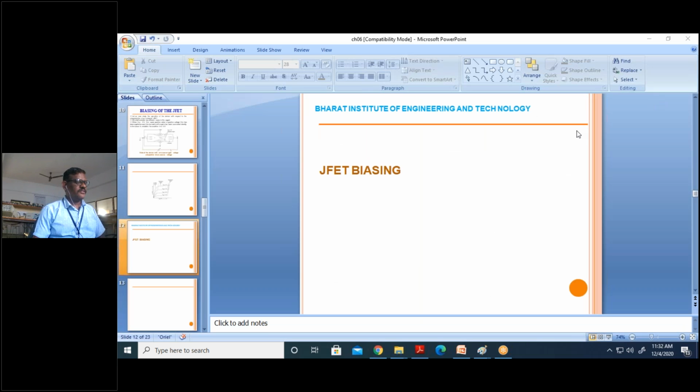JFET biasing circuits. Junction field effect biasing circuits. The three basic field effect biasing circuits: gate bias or fixed bias, self bias, and voltage divider bias. In comparison to the three basic BJT biasing circuits: base bias, collector to base feedback bias, voltage divider bias.